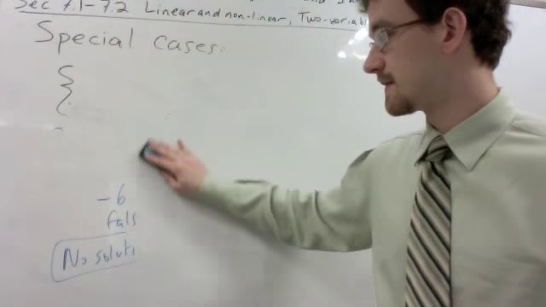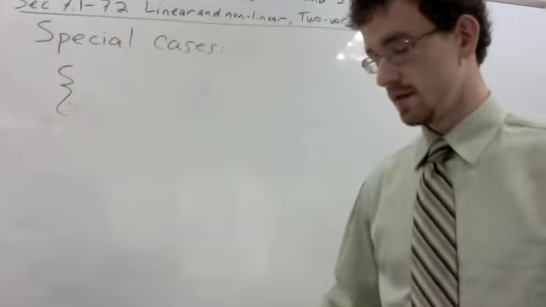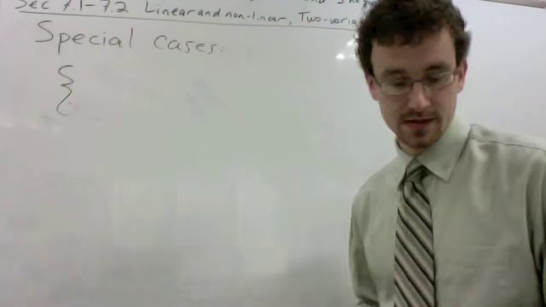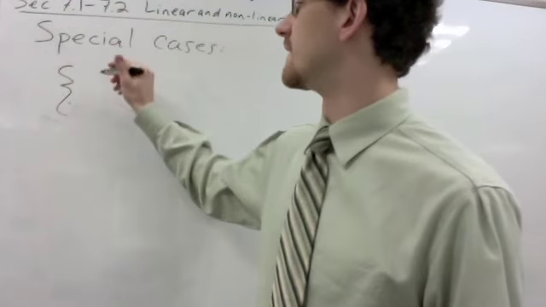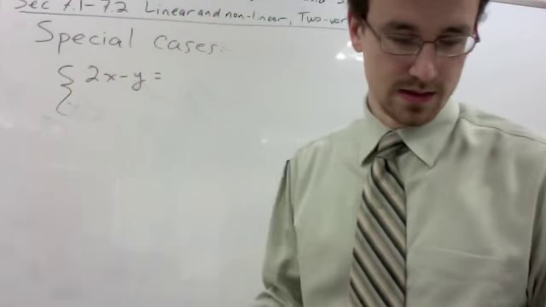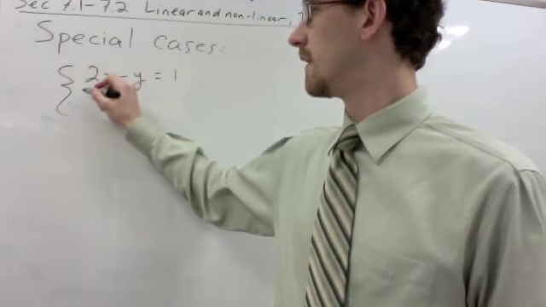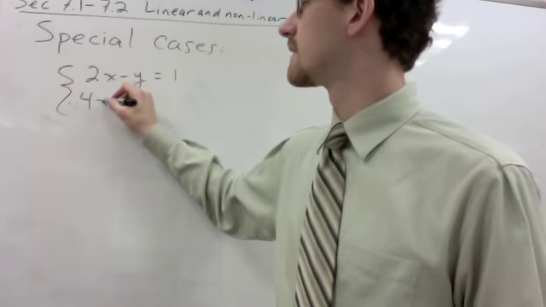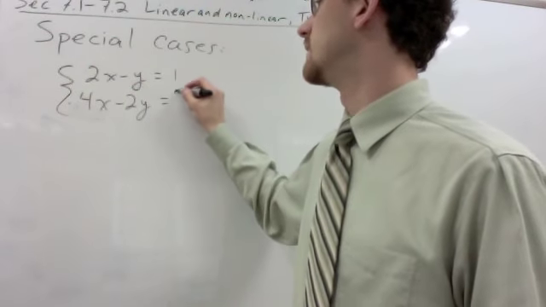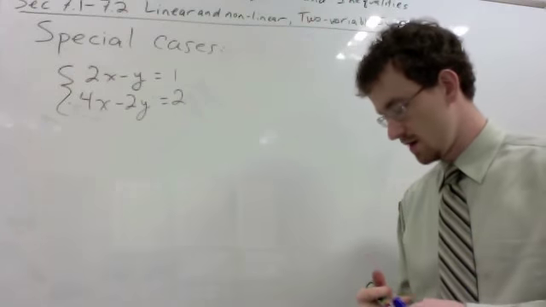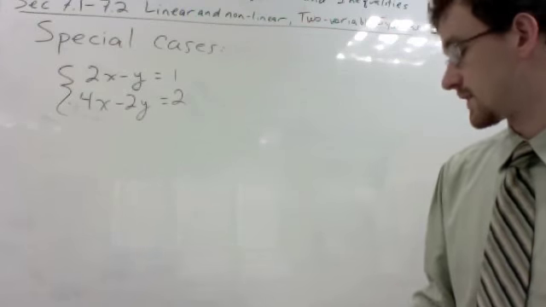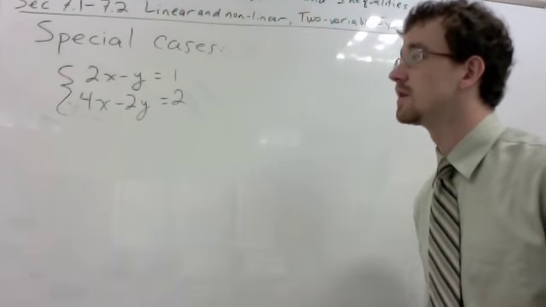Another special case is where there are infinitely many solutions. If we have the system 2x minus y is equal to 1, and 4x minus 2y is equal to 2, I will choose to solve this one by elimination.